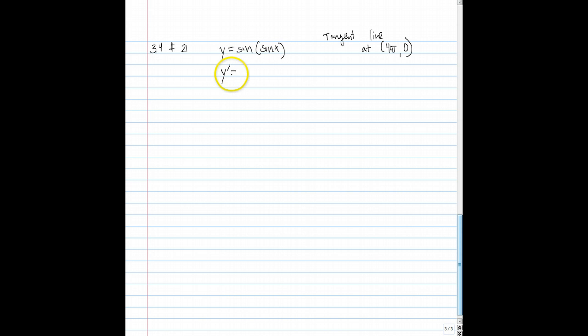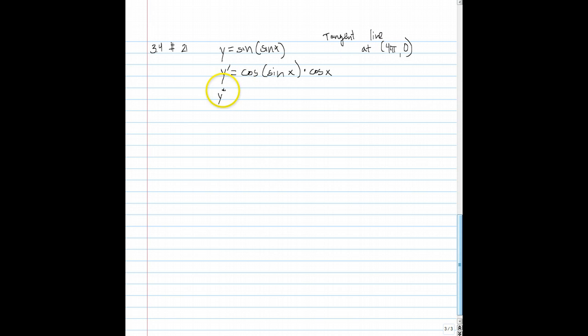So y prime would be the derivative of sine, which is cosine. Inside function doesn't change. Now we have to multiply by the derivative of the inside function with respect to x. So the derivative of sine x would be cosine x. So now to find the equation of the tangent line, we need to find the slope at this point. So to do that, we substitute the given x value into the derivative equation.